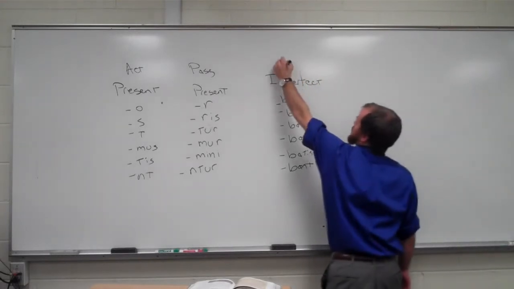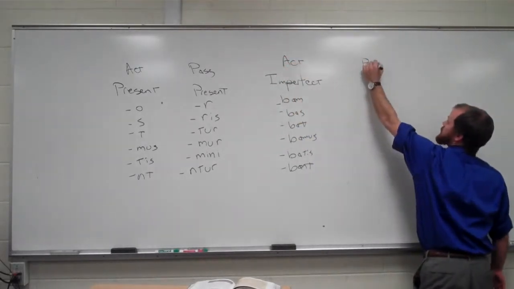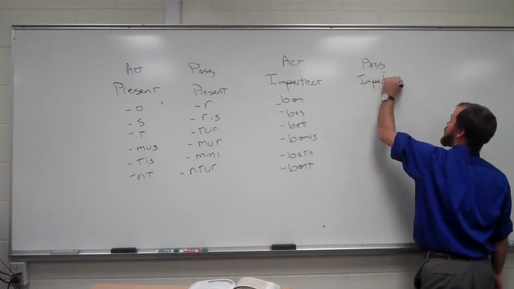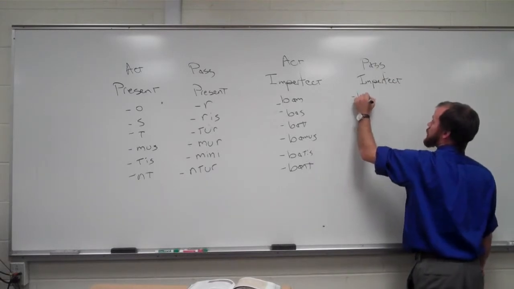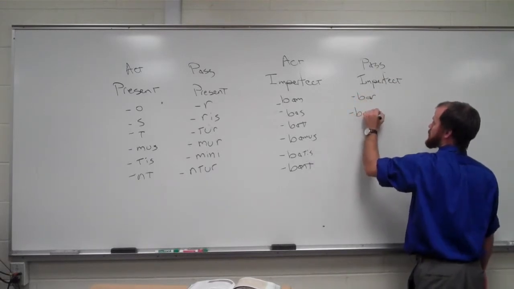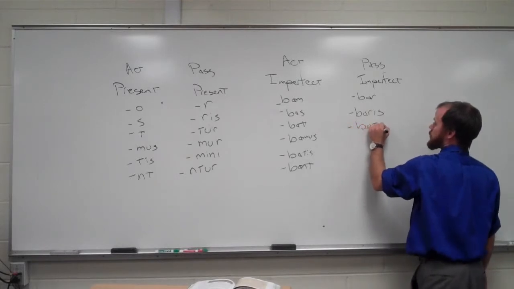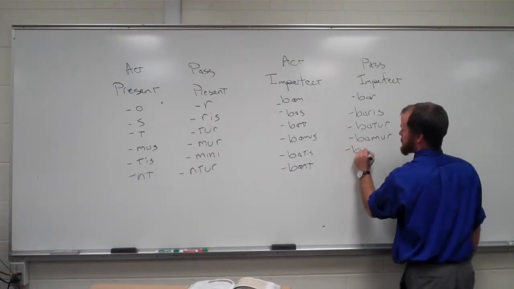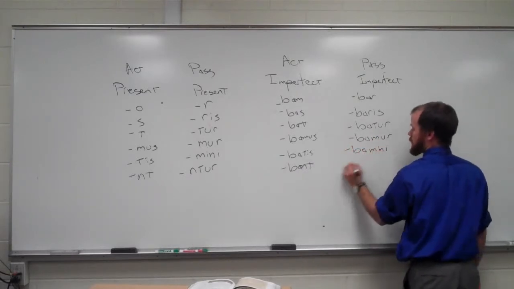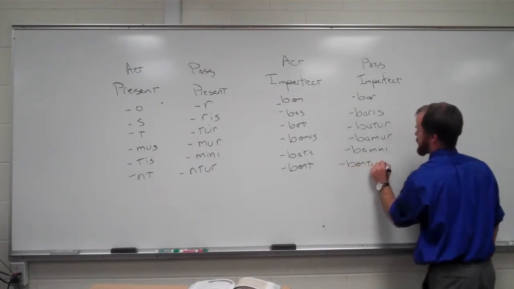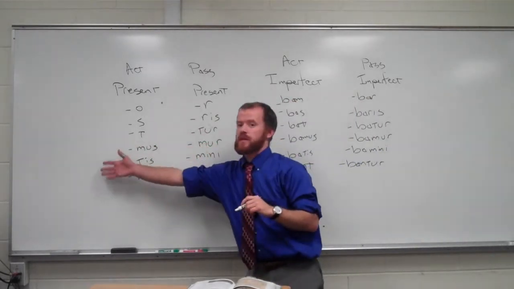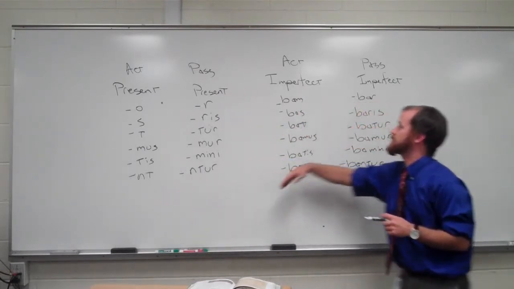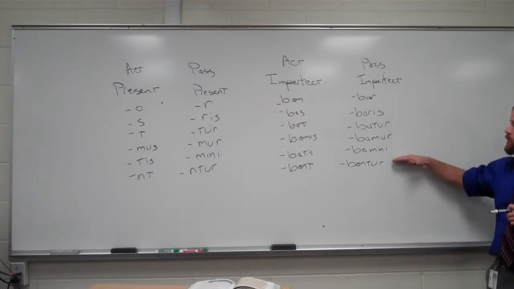To go from imperfect active to imperfect passive, it goes from BAM to BAR, BAS to BARIS, BAT to BATOR, BAMUS to BAMOR, BATIS to BAMINI, and then BANT to BANTOR. And so those are the only changes that you see between the active and the passive endings. So we have R, RIS, TOR, MOR, MINI, NTOR for the present passives, BAR, BARIS, BATOR, BAMOR, BAMINI, BANTOR.